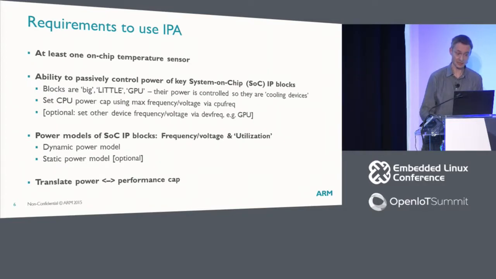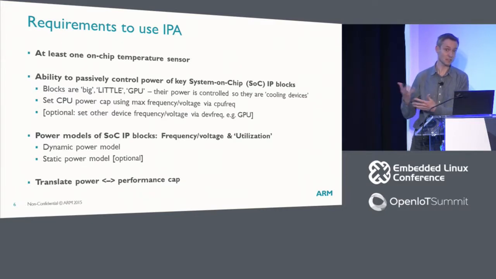Okay, requirements to use IPA, so really just a list here. You need an on-chip temperature sensor. You need to be able to actually control your SoC blocks by adjusting the frequency and voltage. If you can set the maximum frequency, that's going to reduce the power. If you can turn off CPUs, that's going to reduce the power. If you control the voltage, that's even better, because power is the square of the voltage when you factor in frequency as well. So you need some way of controlling the power going into the SoC.